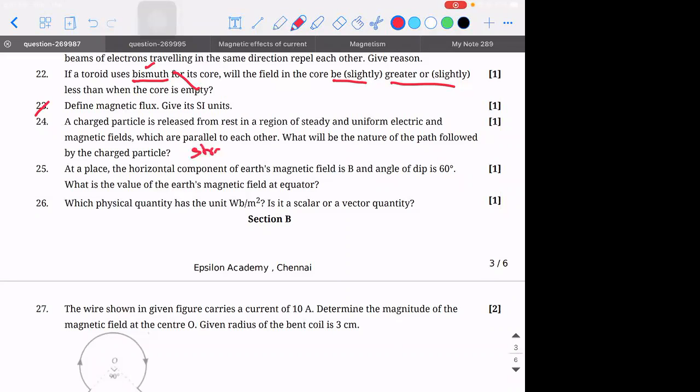It will be a straight line. But here it is an accelerated motion. Why is it accelerating? Accelerated means it is experiencing force. It is experiencing force. It is due to the electric field. That's the answer.